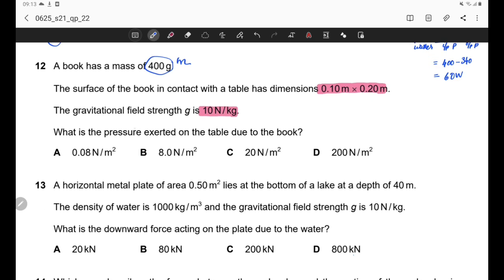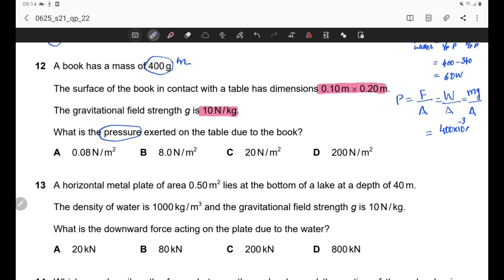In this question, we need to calculate pressure. So we can use the equation pressure is equal to force over area. Here the force is nothing but the weight of the book, over the area of the book which is in contact with the table. So weight is nothing but mass times gravitational field strength, over area. We have the values, so we can substitute. Mass is 400 gram, so we need to convert gram into kilogram. So we have to multiply by 10 to the power minus 3. So this is the mass in standard unit.